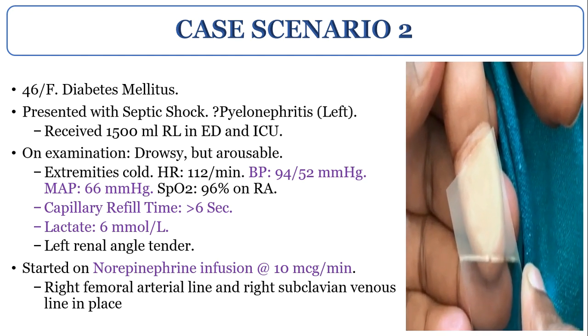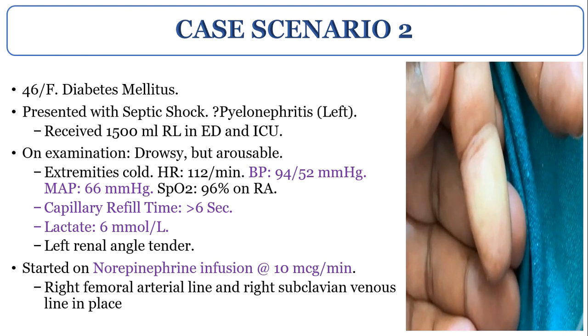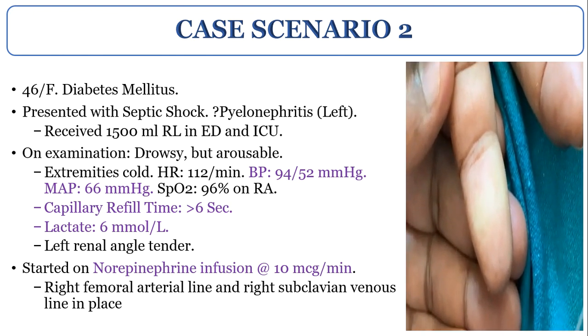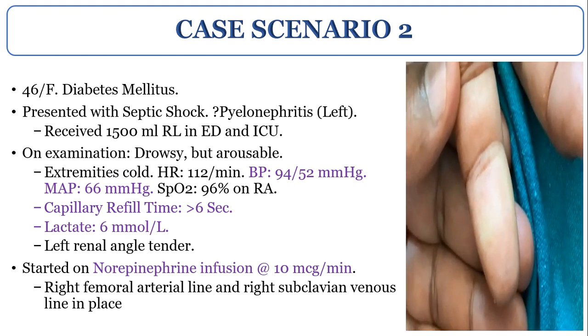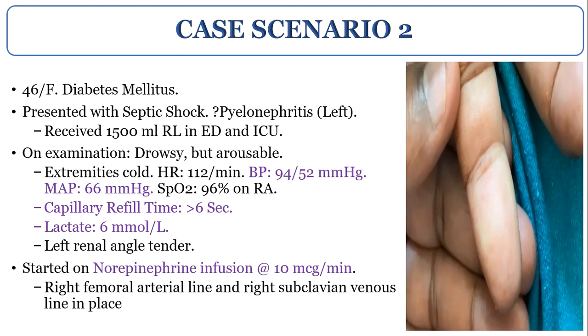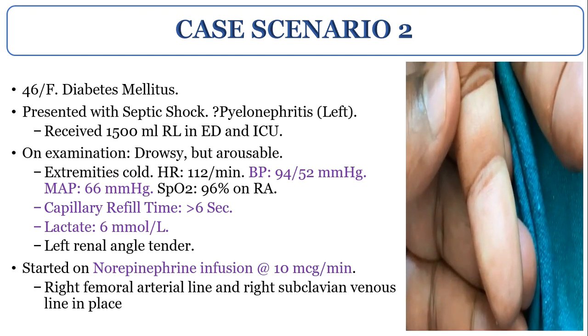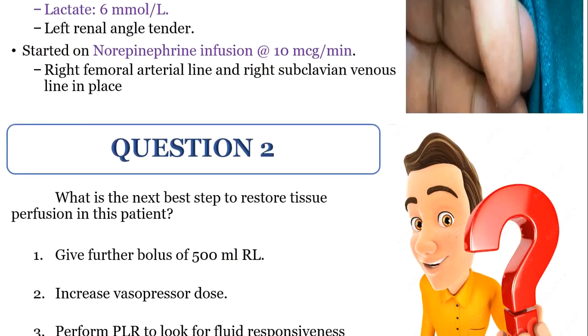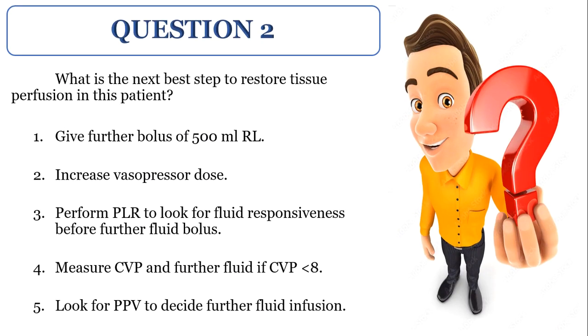Do you measure capillary refill time? This is an advanced hemodynamic monitoring tool, not a cardiac output monitoring. Lactate of 6 millimole per liter, and she was started on norepinephrine infusion, and a femoral line and subclavian venous line are in place. So what is the next best step? This is septic shock. What is the next best step to restore tissue perfusion in this patient?